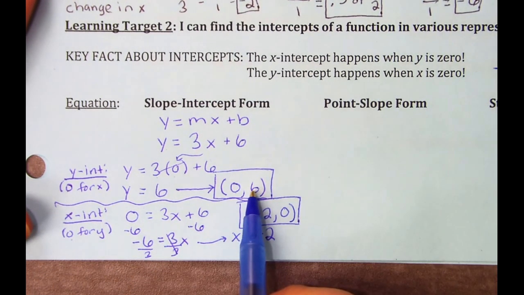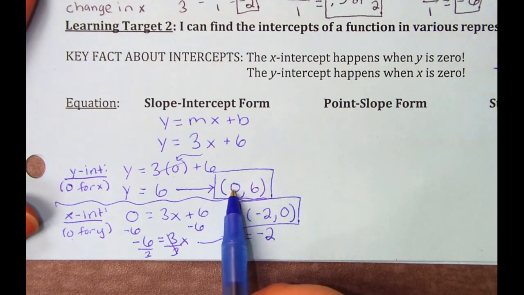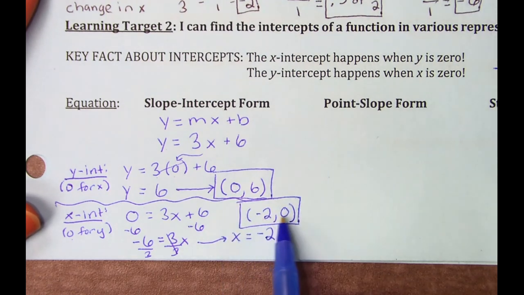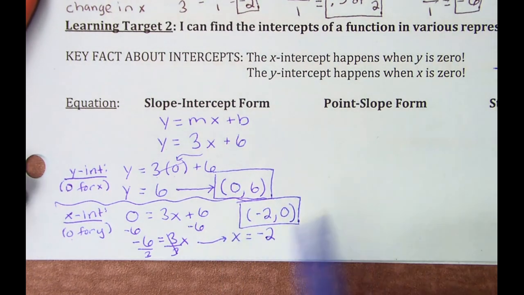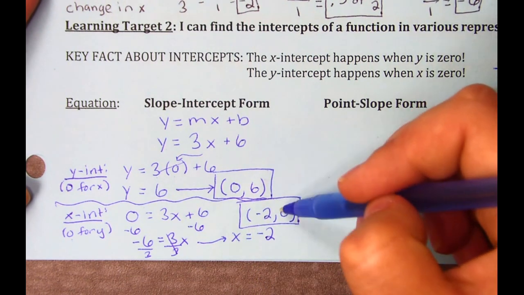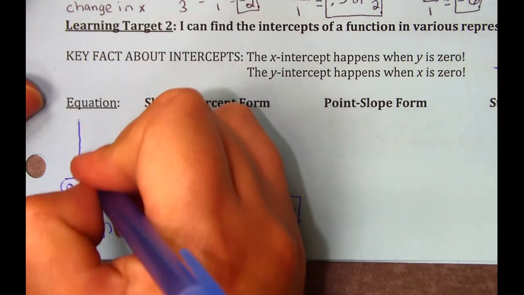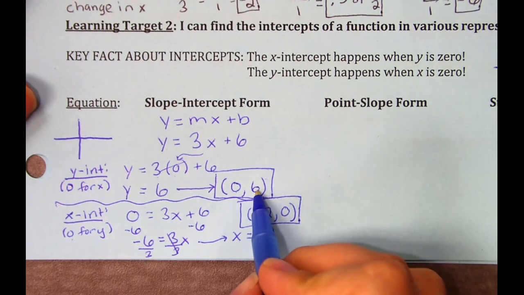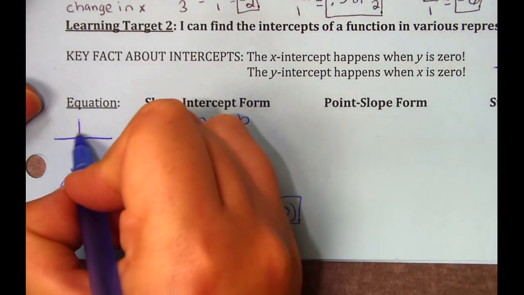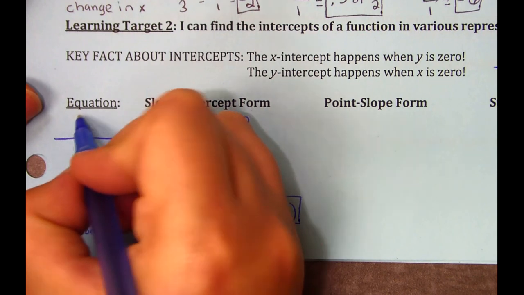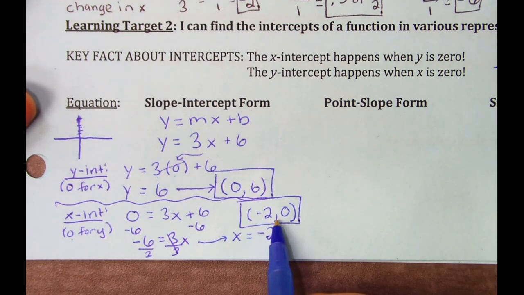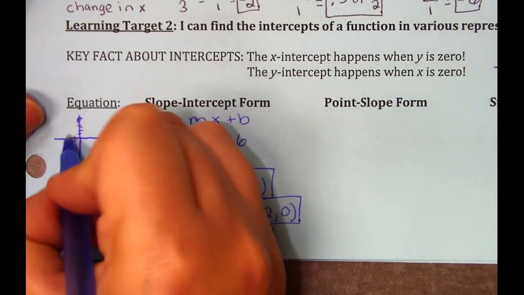So here's my y-intercept when x was 0. And here's my x-intercept when y was 0. And I always write the intercepts as an ordered pair. This means that if I were to graph this function, it would cross the y-axis at 6, and it would cross the x-axis at negative 2.